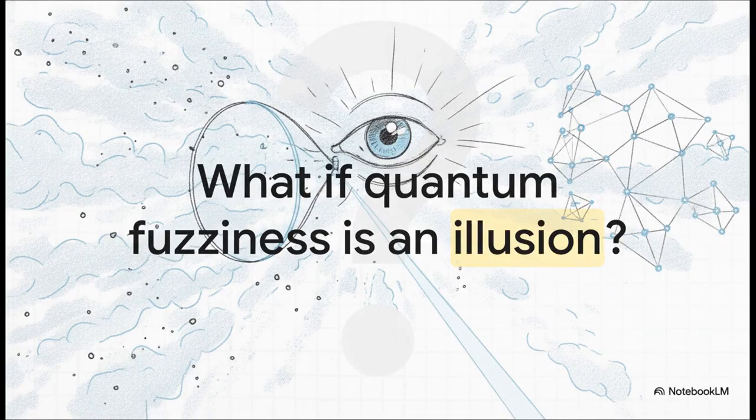Imagine for a second, what if the fundamental nature of what you perceive as physical reality, the probabilistic clouds, the shifting particles, all that uncertainty, what if it's actually just a trick of the light? What if this entire fuzzy quantum realm is an illusion created entirely by the limitations of our own measurement?